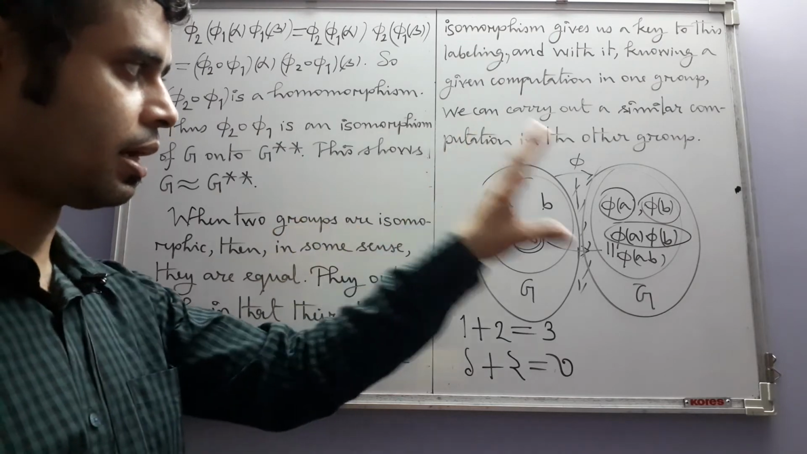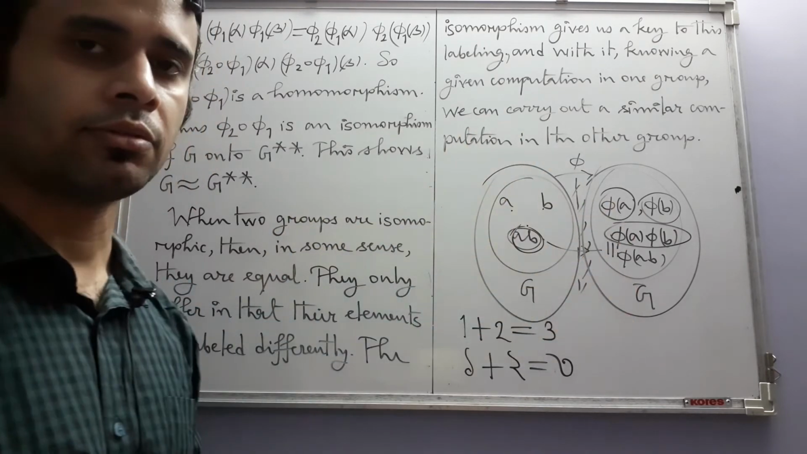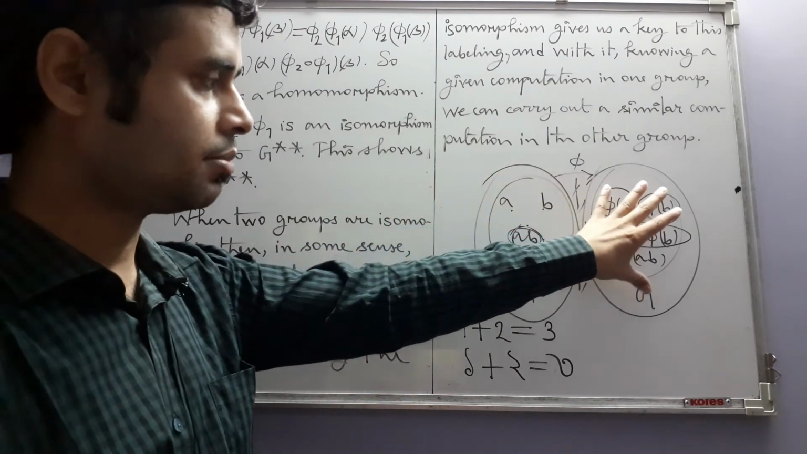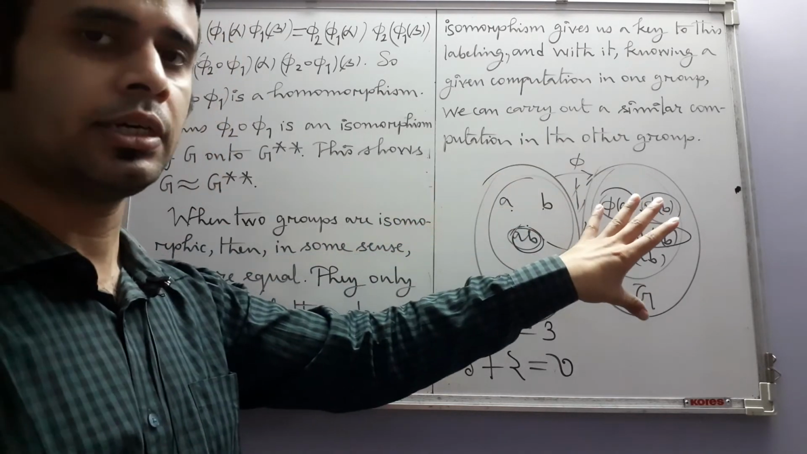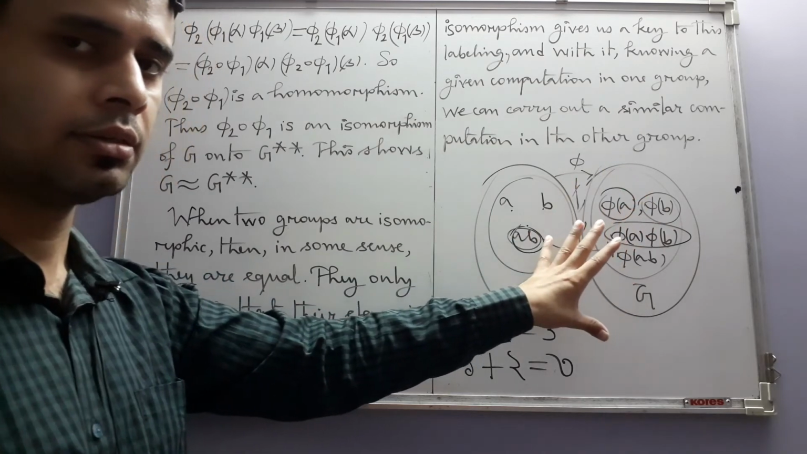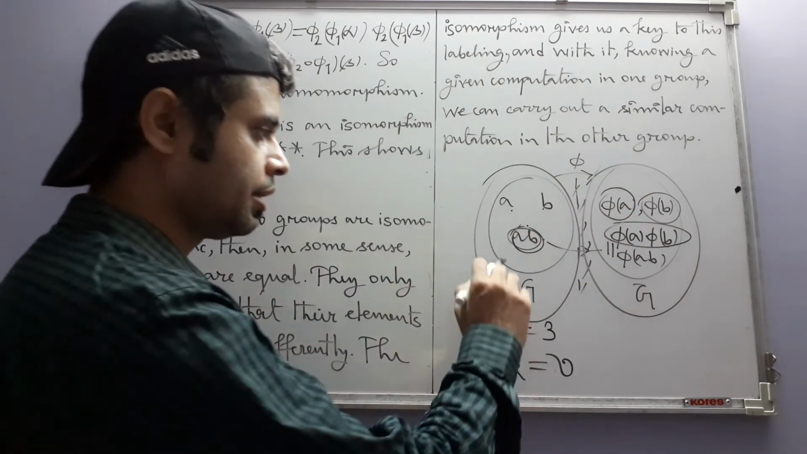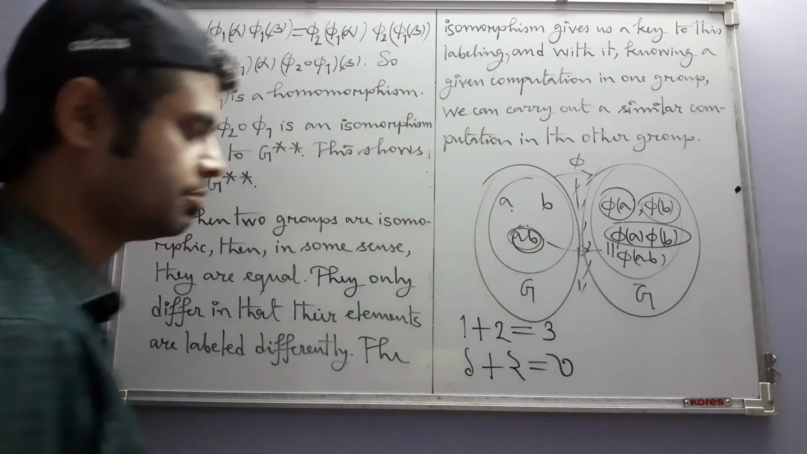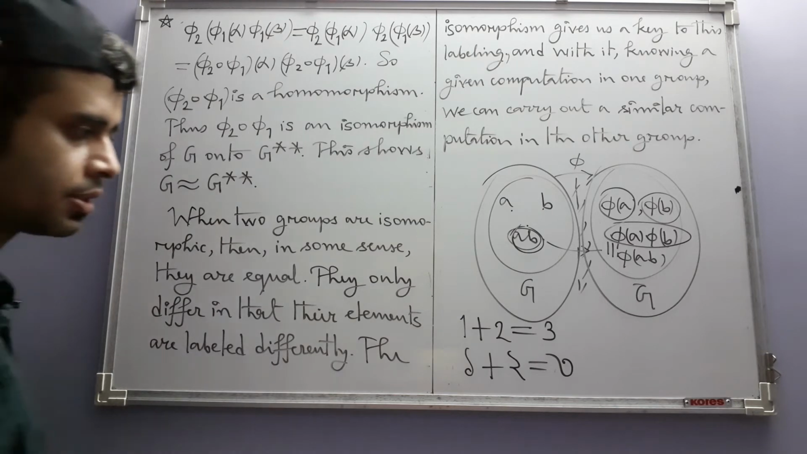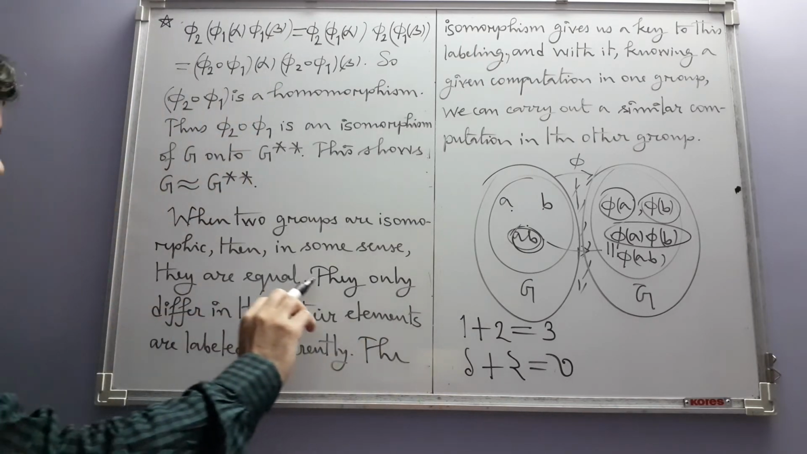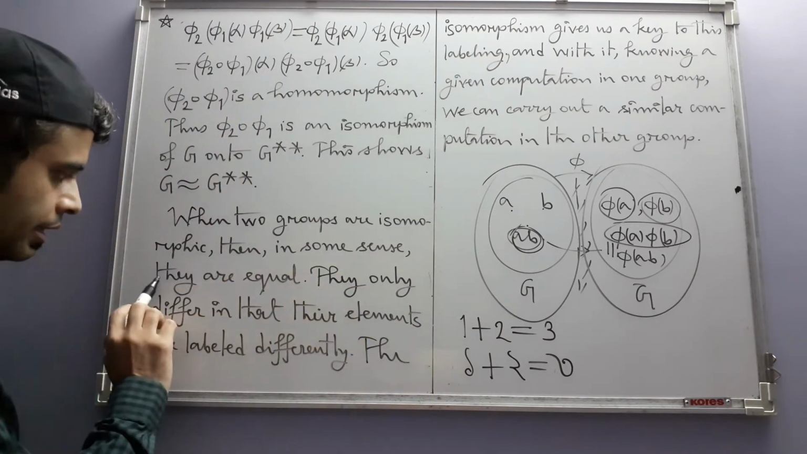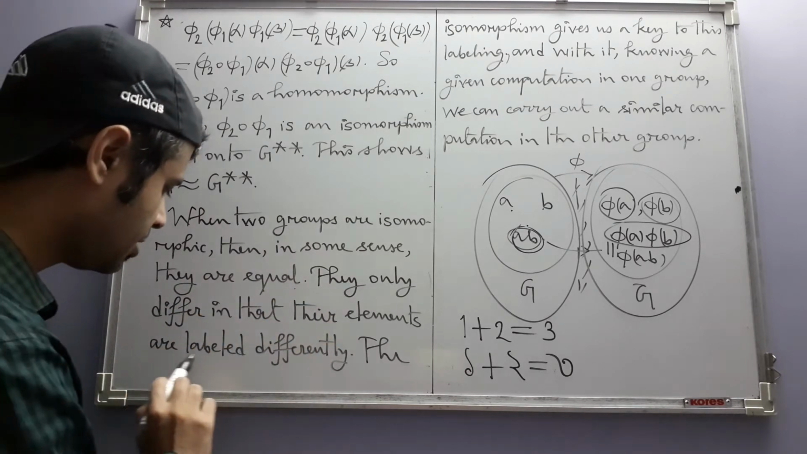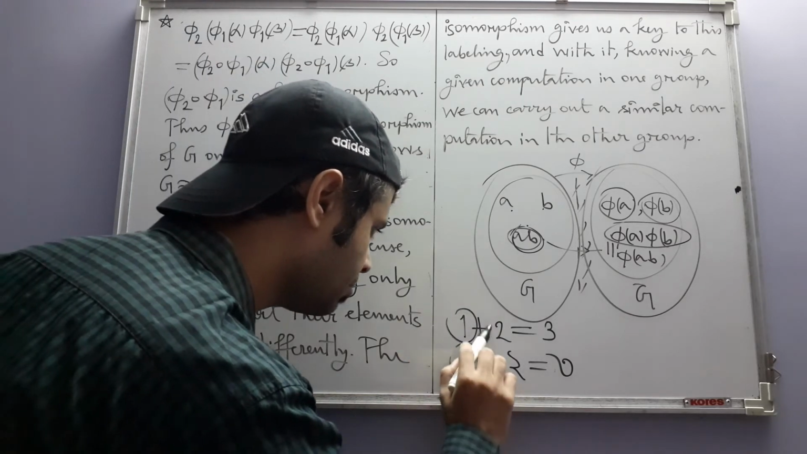So the same thing happens when we do calculations in isomorphic groups. There is no point in considering them to be different groups actually. Algebraically or group theoretically, they are the same thing, just like this one. Okay, that's why the author says in some sense they are equal. They only differ in that their elements are labeled or named differently.